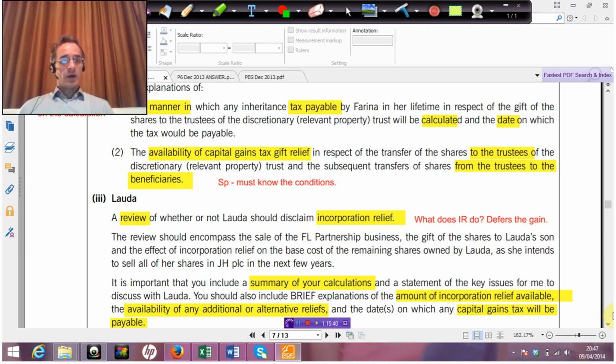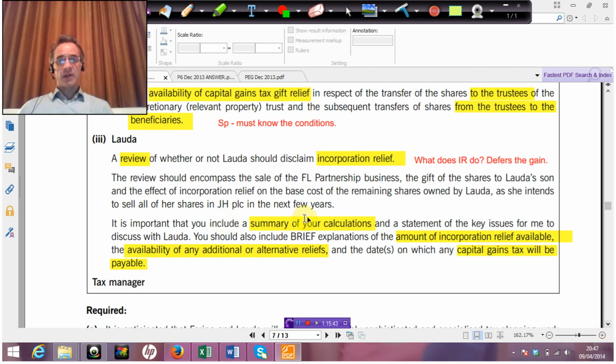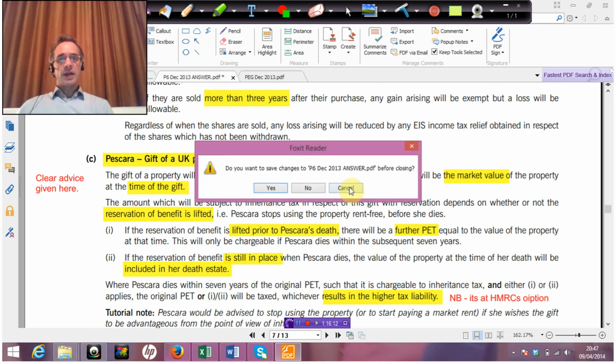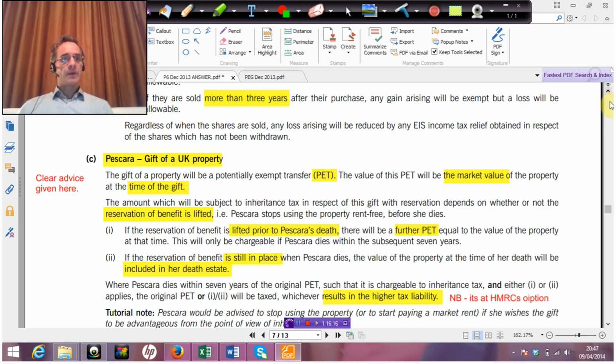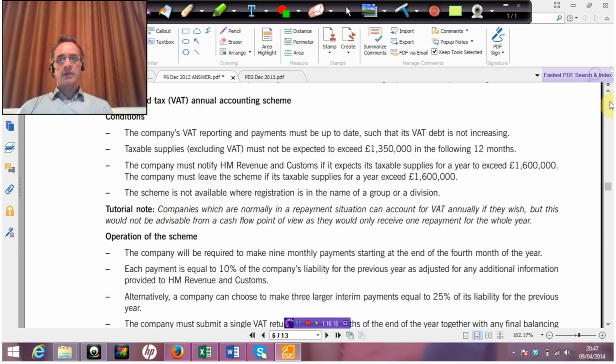Okay. Now, what they've said here down in this next paragraph, it's important to include a summary of calculations. So that's going to be with incorporation relief and without incorporation relief, and making it clear as to any relief available and any additional or alternative reliefs, and also the dates on which CGT would be paid. So it looks like that section for 14 marks is a lot more complicated than the other sections, but I'm just about to take you through it now. Okay. So if we have a look at the detailed answer there for this, bear with me 1 second. I'll get up to the right part.